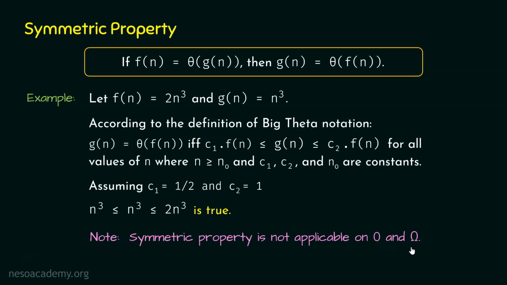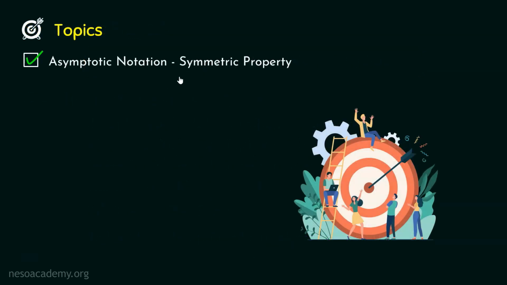I hope the reason behind this is completely clear. So with this we have understood the symmetric property of asymptotic notations. We understood that symmetric property is applicable on theta notation only. It is not applicable on big O and big omega.